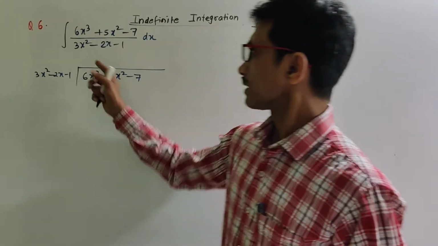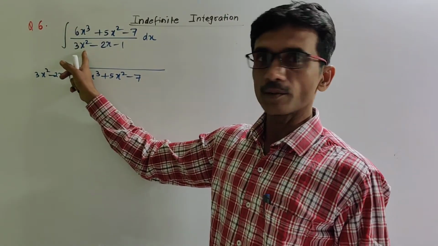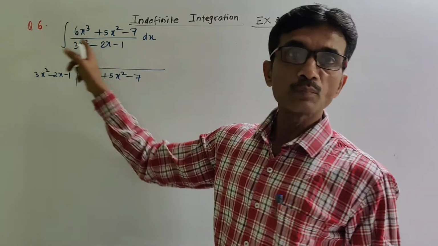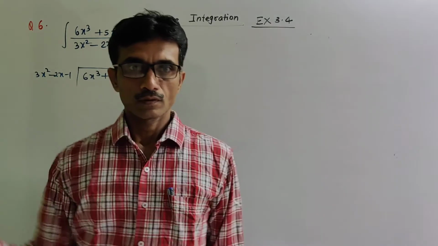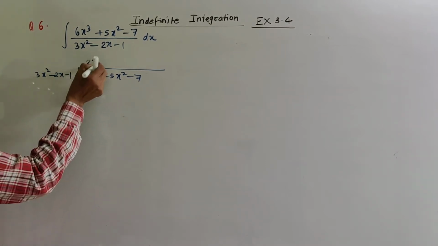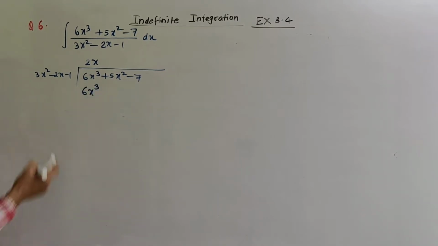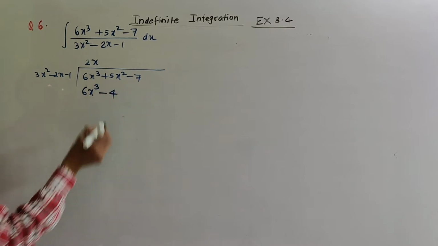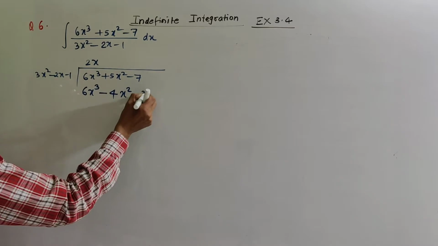Question number 6. Here in this question, degree of numerator is greater than degree of denominator. So again it is an improper rational function. So we divide numerator by denominator. Here it is 6x cube and this is 3x square. So 2x we multiply so that it will be 6x cube, and here it is minus 4x square minus 2x.